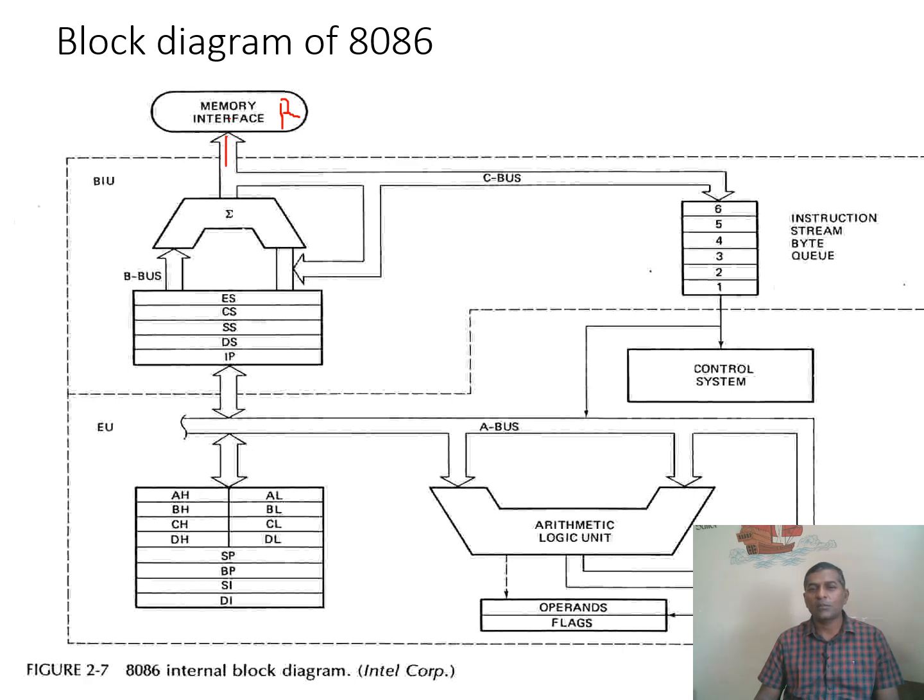We have already seen the bus. So bus is a medium, wires, a communication device through which we will send the information or data from one place to another place. So from memory we will get the information and store this information into this particular queue.